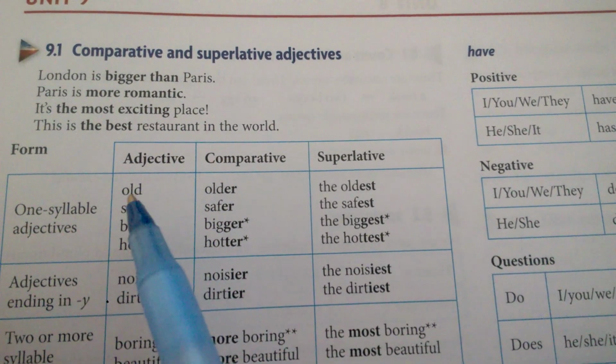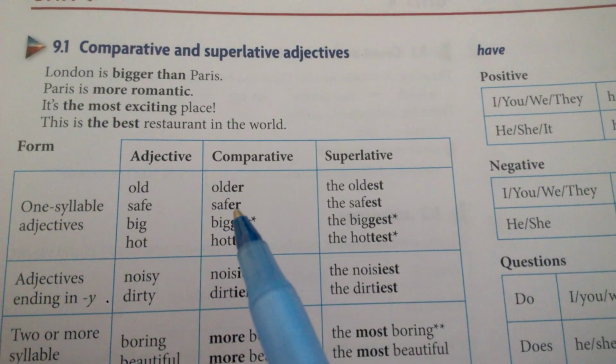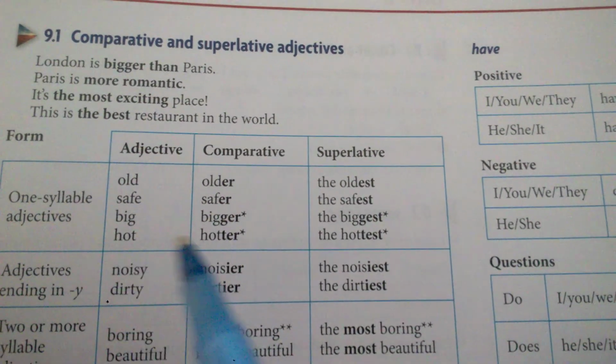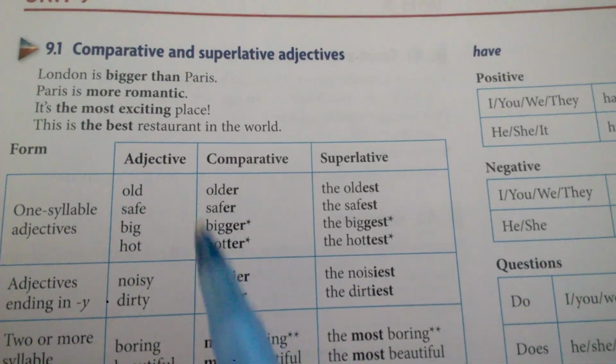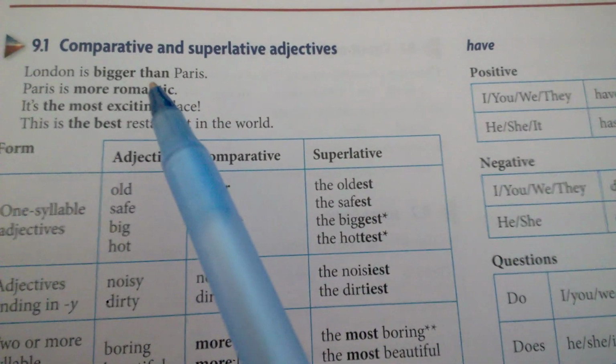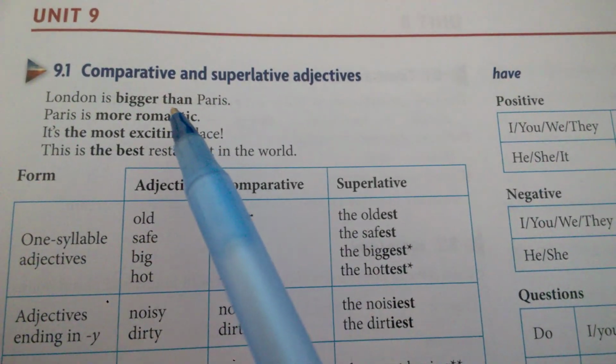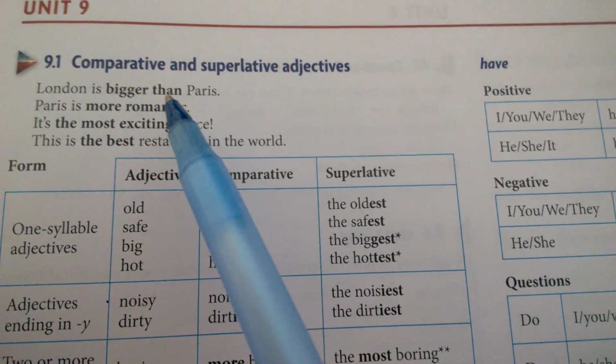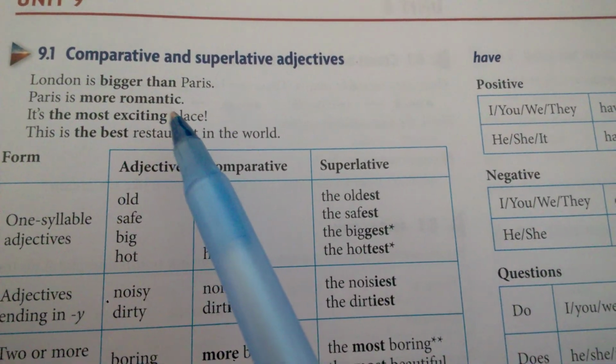to the word. Look, old, older, safe, safer. See how safe ends with an E, so we just add the R. Big, bigger, hot, and hotter. Okay, so this is the comparative. Do note that when you compare, we use than with an A and not with an E. Please remember that. Yeah, it's with an A and not with an E.